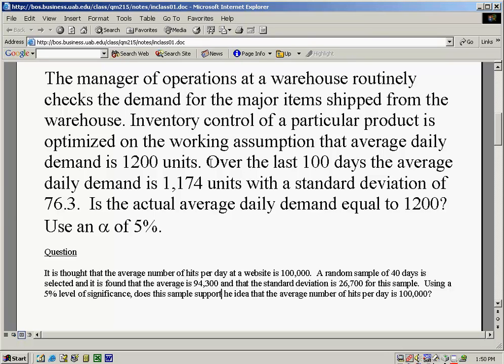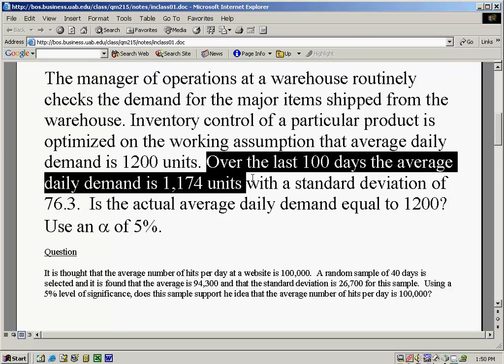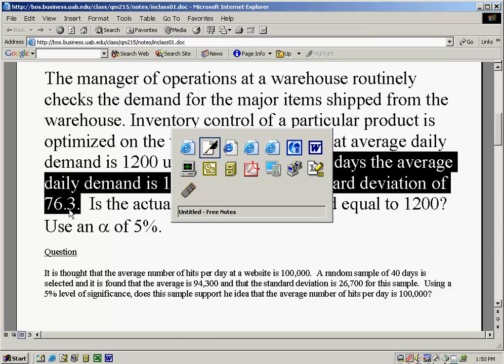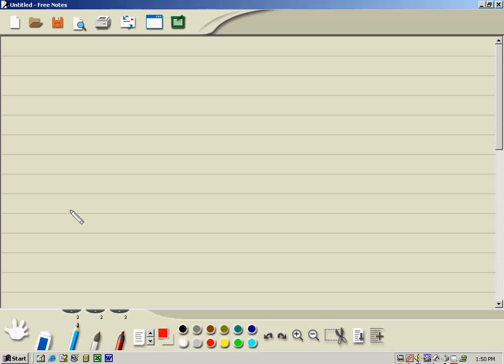Alright, so first thing, the sample data. That comes in this sentence. Over the last 100 days, the average daily demand is etc. So the 100 days is the sample size. We have 100 numbers. We add them up, divide by 100, and we get an average of 1174. And we get those same 100 numbers, take the standard deviation, and find 76.3. Alright, so let's write that down.